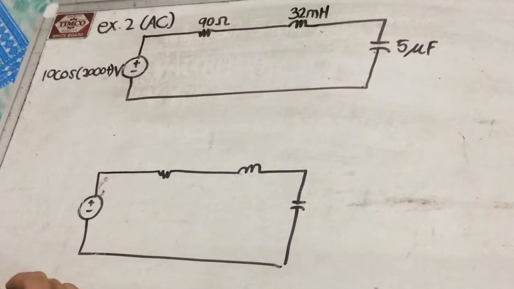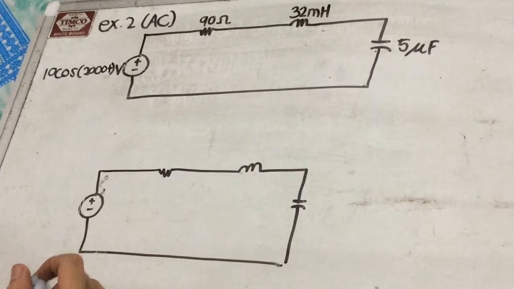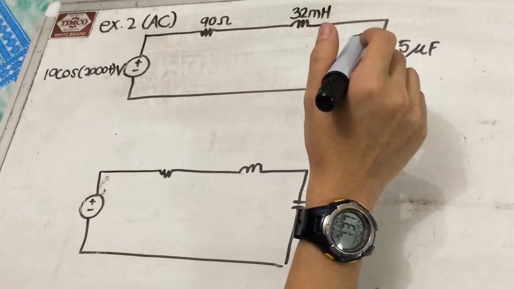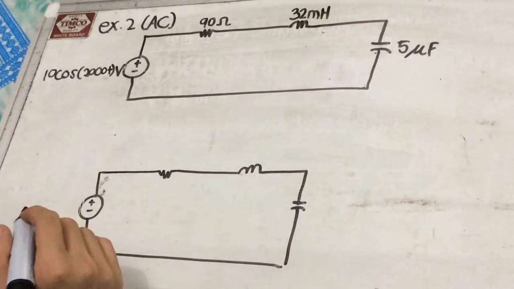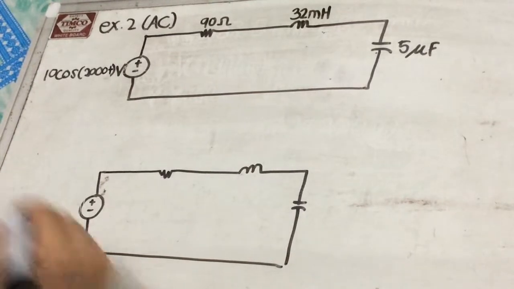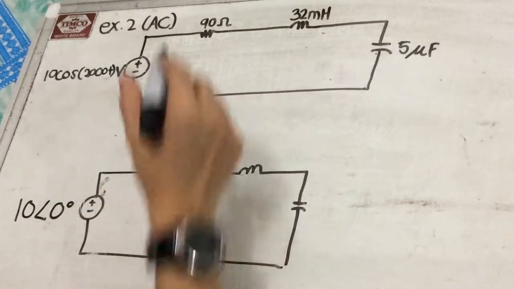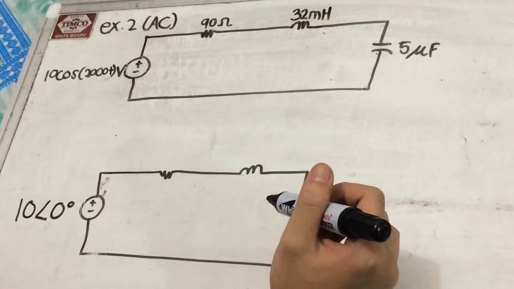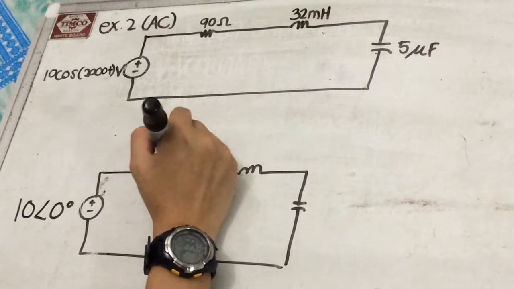So for my next example, we have a circuit in the time domain. Here, we are trying to find the voltage across the resistor, the inductor, and the capacitor using Kirchhoff's law. First step in solving this circuit is converting it to the phasor domain. So converting this function to phasor voltage, we will have 10 angle 0. Next, we will get the impedance for the resistor, the inductor, and the capacitor. Recall that the impedance of a resistor is the same in both domains. So for the resistor, we will still have 90 ohms.